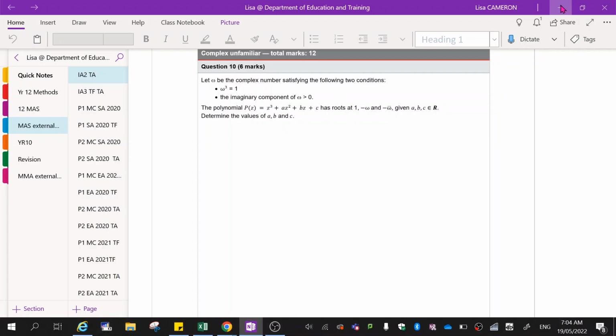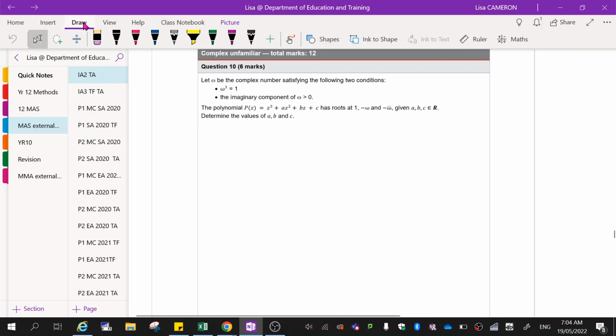Okay, so this is a question that's talking about roots of unity. Just to remind you about what roots of unity is, it's helping us find all of the different solutions on the unit circle. So here I've got w to the power of 3 equals 1, meaning that there are 3 solutions for this complex number. The imaginary component of it must be greater than 0.